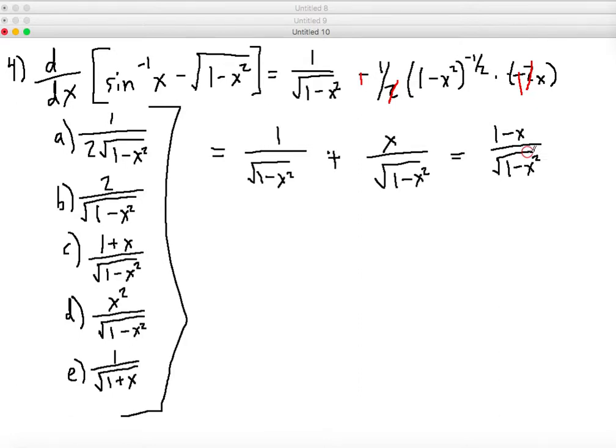And there you go. Oops, forgot the negative. That's why I get a different answer. All right, so right there.